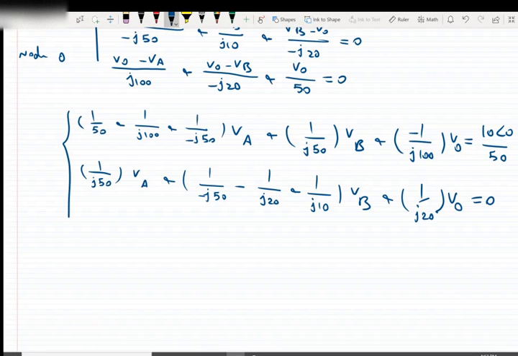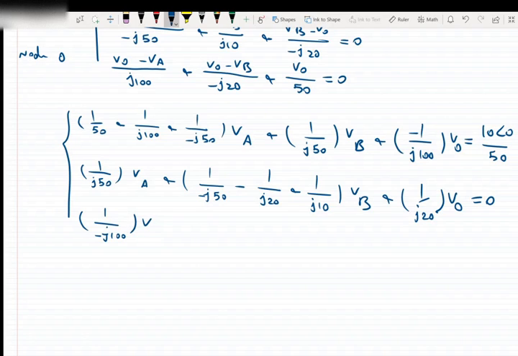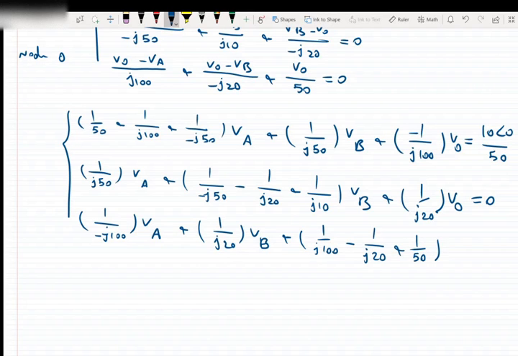Third equation, we will have 1 over negative J100 times VA plus 1 over J20 times VB plus 1 over J100 minus 1 over J20 plus 1 over 50 times VO is equal to 0.